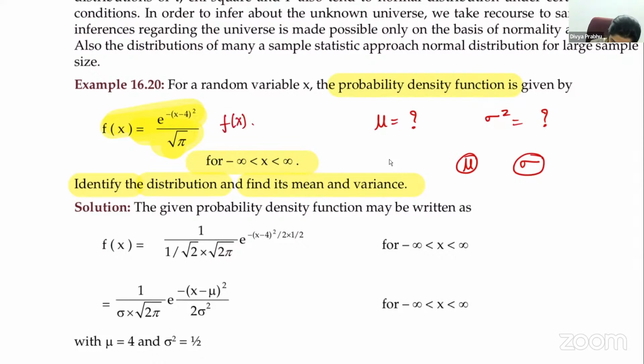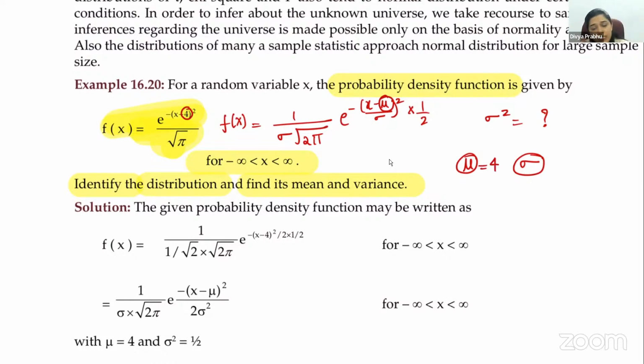f(x) is equal to 1 divided by sigma into root 2 pi into e power minus (x minus mu) divided by sigma whole square into 1 by 2. Correct? So this is the formula. Like I told you, all you have to do is just compare the formula and check where is mu, where is sigma. You can see mu here. Correct? In the place of mu, you can see 4. That's all. So mu is equal to 4.